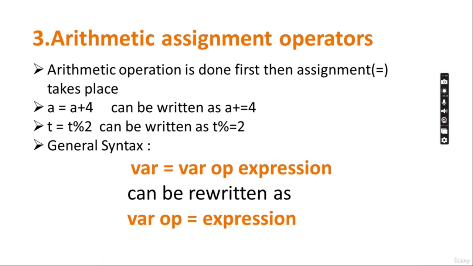Then arithmetic assignment operators: plus equal to, minus equal to, multiplication equal to, and division equal to. The combination of these four are called arithmetic assignment operators. The arithmetic operation is done first, then the assignment will take place. A equal to A plus 4 can be rewritten as A plus equal to 4. T equal to T modulus 2 can be rewritten as T modulus equal to 2. So what is the general syntax of this arithmetic assignment operator? Variable equal to variable operation expression can be rewritten as variable operator equal to expression.